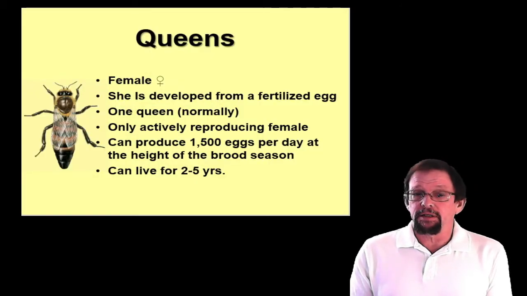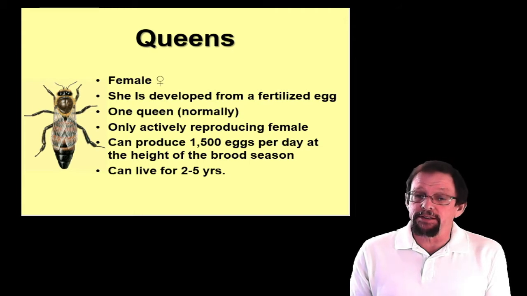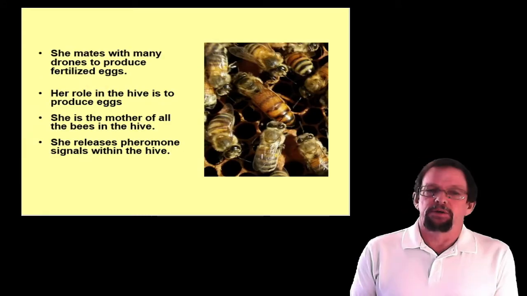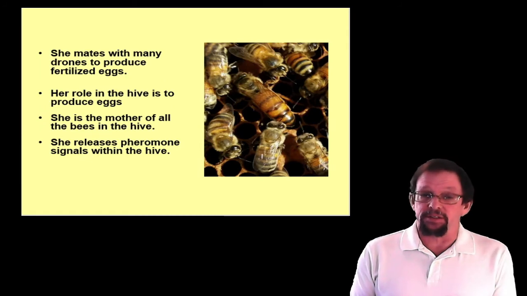Queens. Queens are female, and she is developed from a fertilized egg. Hives normally only contain one queen, and she is the only active reproducing female. She can produce 1,500 eggs per day at the height of the brood season, and can live 2 to 5 years. She mates with many drones to produce fertilized eggs. Her role in the hive is to produce eggs. She is the mother of all bees in the hive, and she releases pheromone signals within the hive for cohesiveness of the colony.